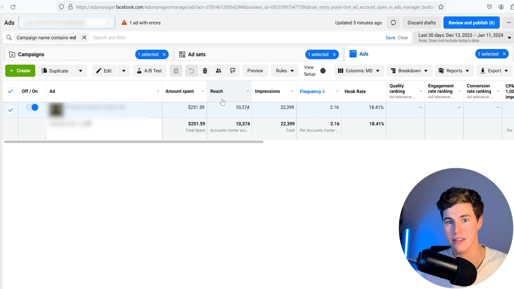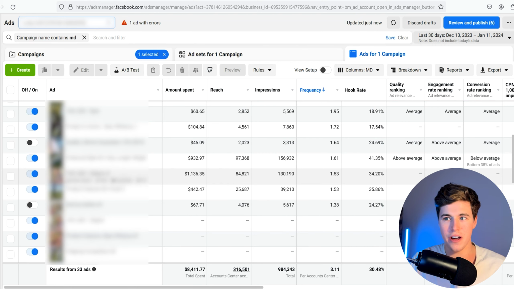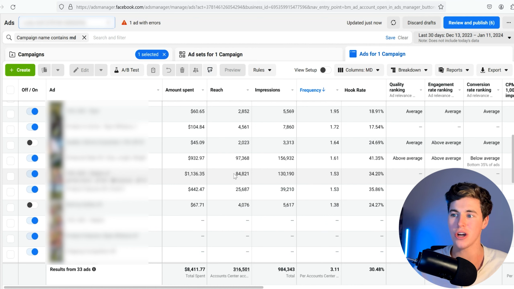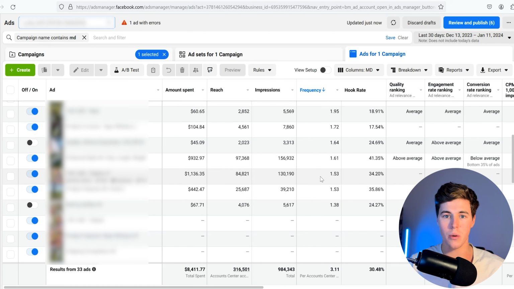Now, let's compare this to another ad that's getting a significantly higher spend and has a lower frequency at the same time. So this batch 105 UGC-Clayton over here is getting over $1,100 in ad spend, reaching over 84,000 people, with impressions of 130,000, and the frequency is only a 1.5. Now, a 1.5 frequency is not bad. Originally, we would probably like that a little bit lower, but given the amount spent is over quintuple the amount of the other ad, and the frequency is lower, it means that this ad is reaching a broader audience.